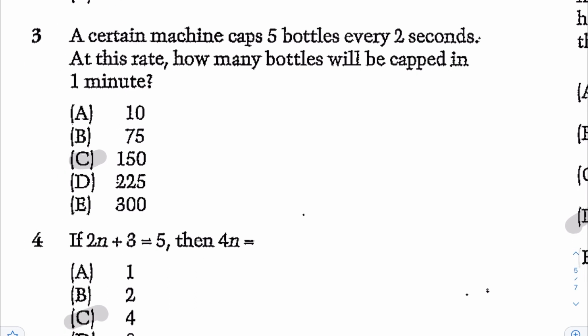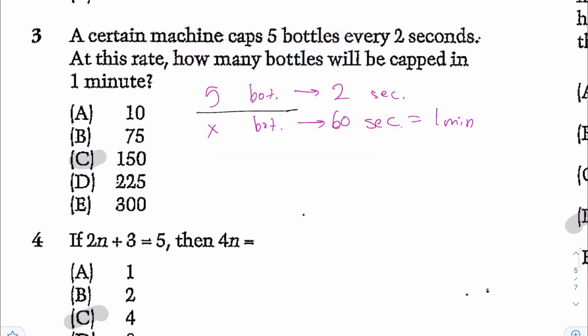Next, for question number 3, a certain machine caps 5 bottles every 2 seconds. At this rate, how many bottles will be capped in 1 minute? So you have 5 bottles in 2 seconds. And you want to know how many bottles, x bottles, in 1 minute. Now, 1 minute, you know, is equal to 60 seconds. I want to make sure our units are the same. That way, when you set up the proportion here, you can officially cross multiply. Again, the units have to be the same before you can do that.